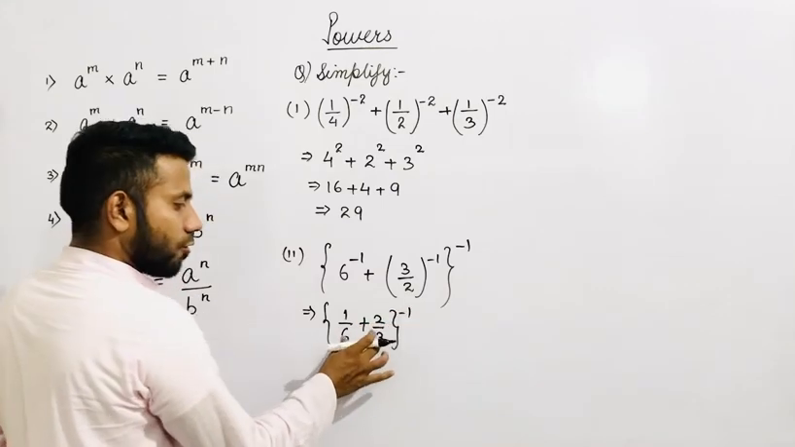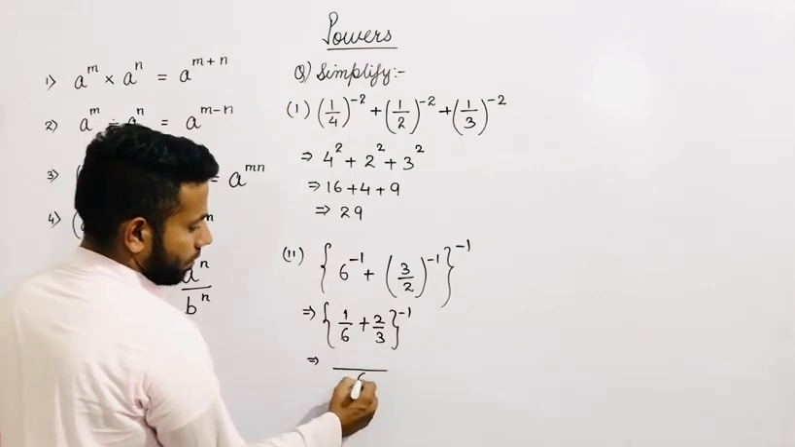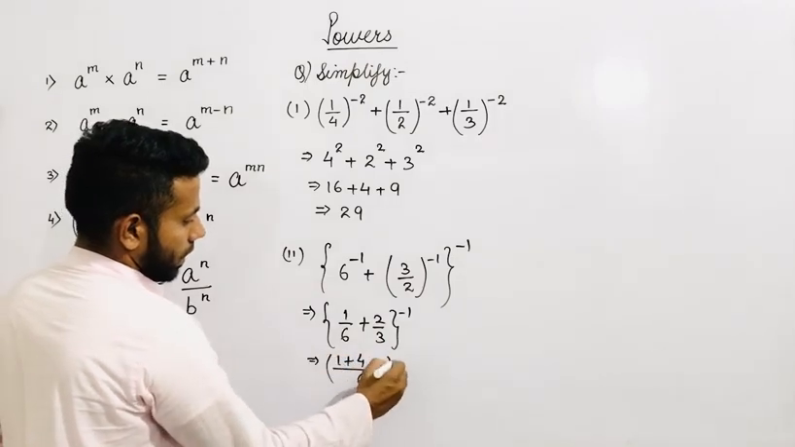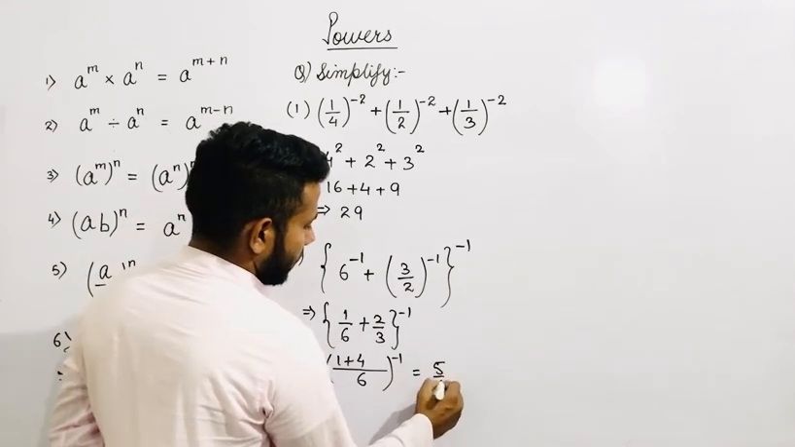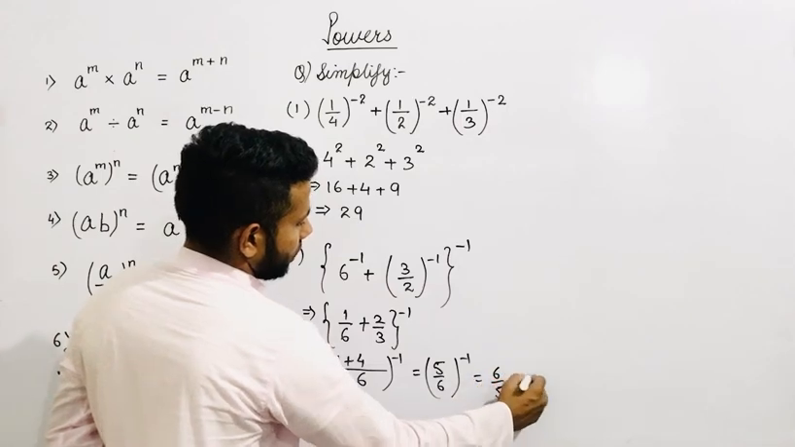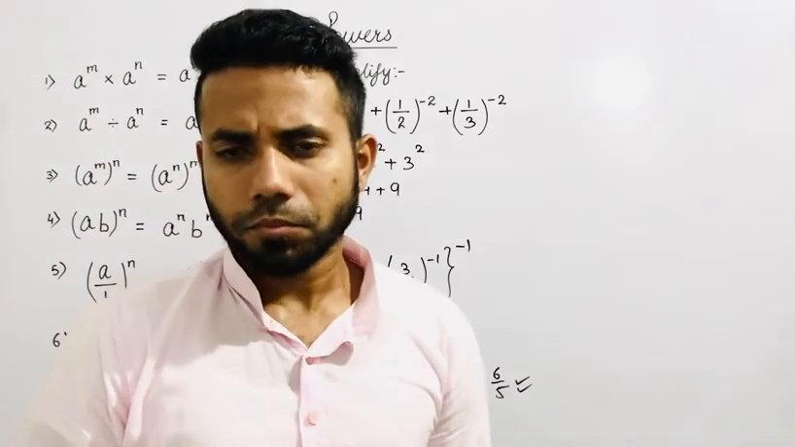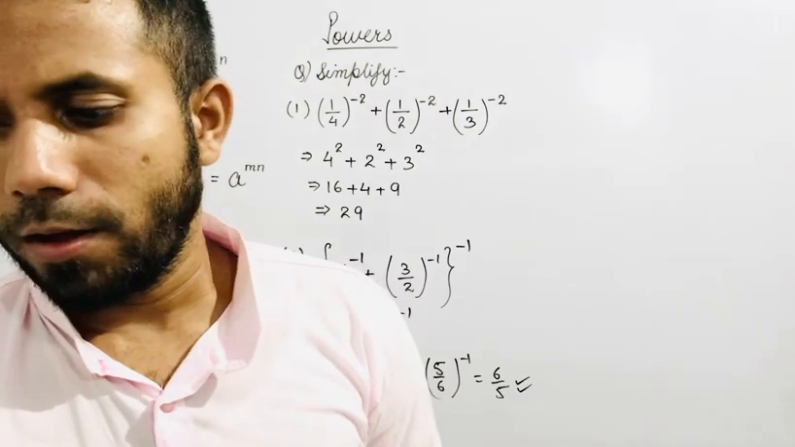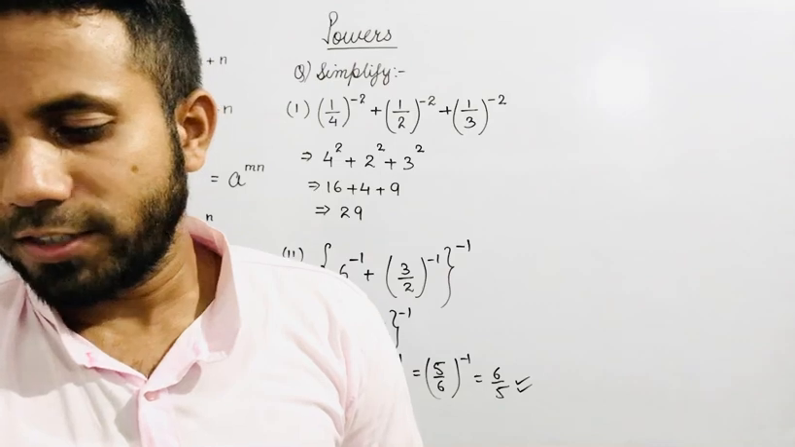First of all, we will evaluate it and then after that we will convert. So 6 and 3, 1 plus 4, whole to the power minus 1. How much will it give? 5 by 6 to the power minus 1. It becomes 6 by 5, which is the answer. So this is how we proceed. The basic thing here is converting the negative power into positive power. Let us take one more example.